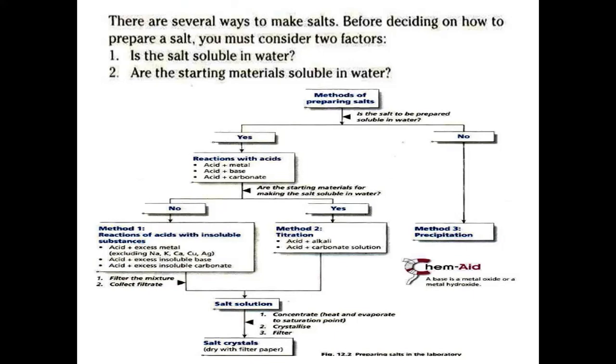But in case of a soluble salt, we can use different kinds of chemical reactions, like we can use acids and bases, acids and metals, or acids and carbonates. If we are going to produce a soluble salt which is soluble in water, like sodium chloride, we have to understand what kind of method we will use. Let's suppose I'm going to use acid and alkali, or acid and carbonate solution, or acid and metal.